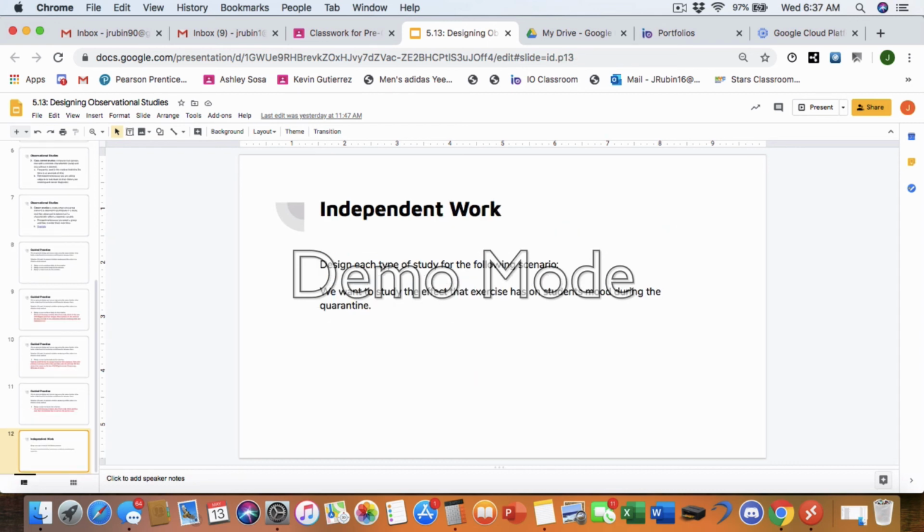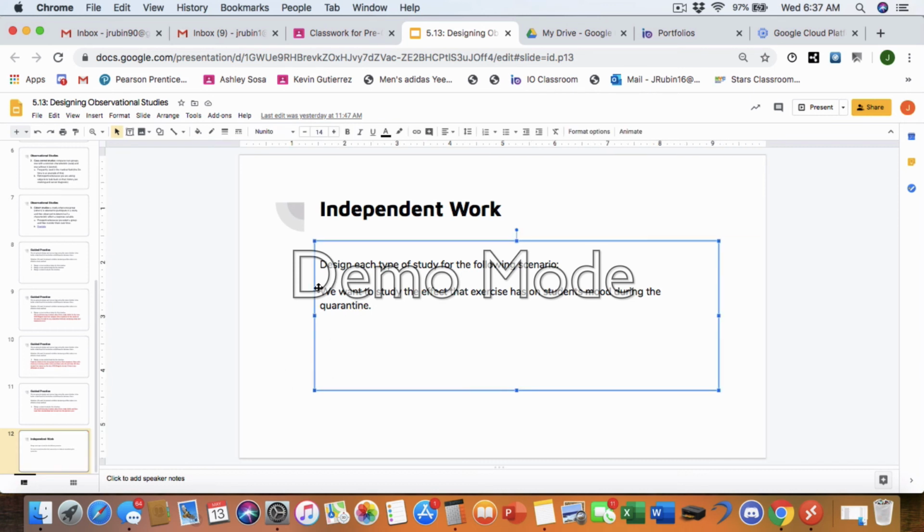All right, similarly, you're going to take this scenario. We want to study the effect exercise has on students' mood during the quarantine. Again, you're going to take those three types of studies and design them.